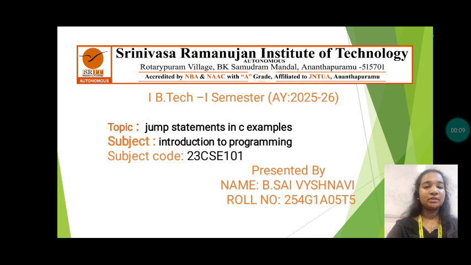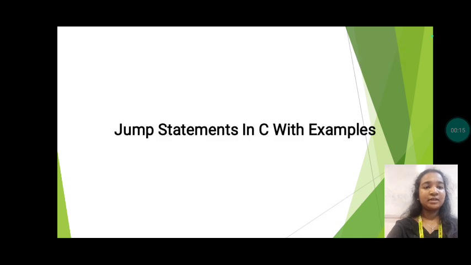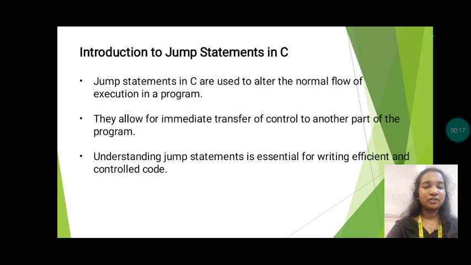Today my presentation is about jump statements in C with examples. Introduction to jump statements in C. Jump statements in C are used to alter the normal flow of execution in a program. They allow for immediate transfer of control to another part of the program. Understanding jump statements is essential for writing efficient and controlled code.